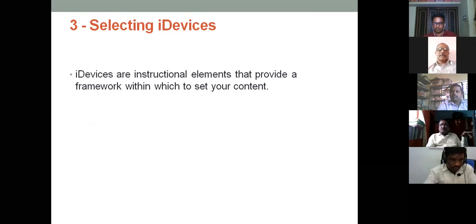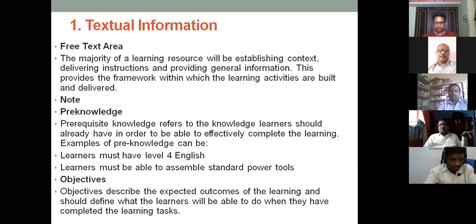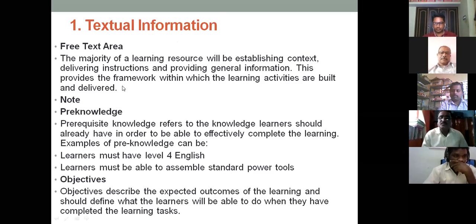Then the third thing is selecting the instructional device. Okay, these are instructional elements that will provide a framework within which we can set our content. That is, we can put our content within these instructional devices. What are the different iDevices which are there? There are three main types of iDevices. The first type is textual information. Okay, I want to give information in the form of a text. So I can go for this free text area. That is the iDevice I can choose.